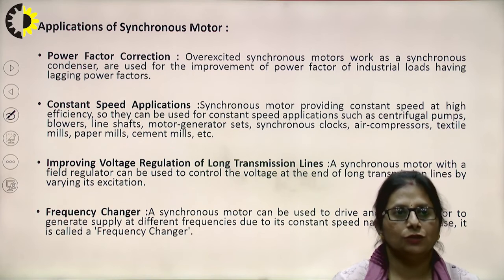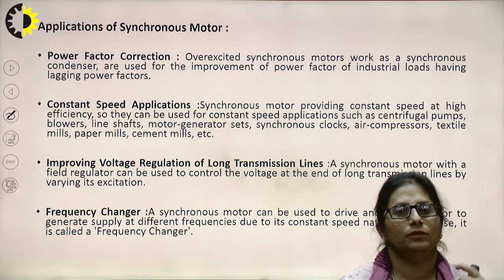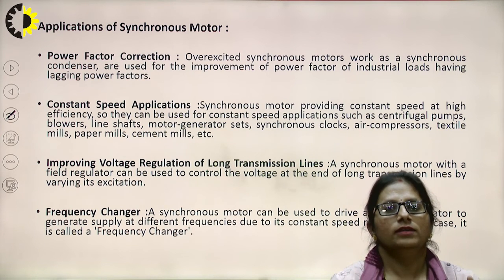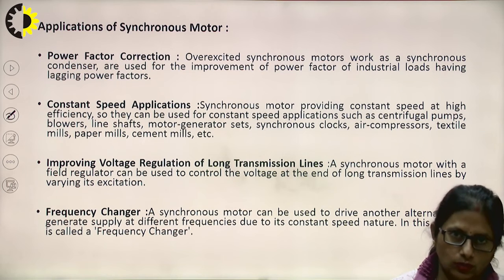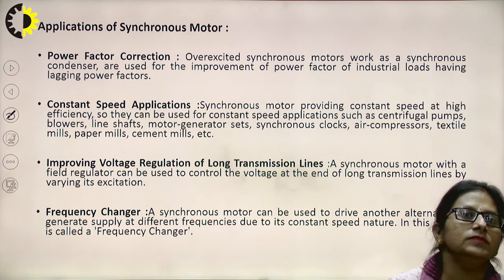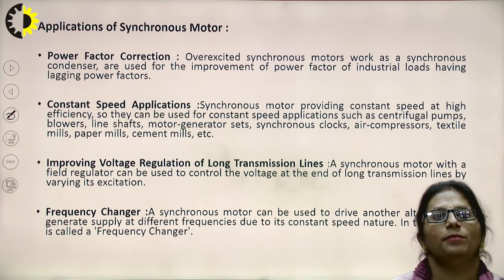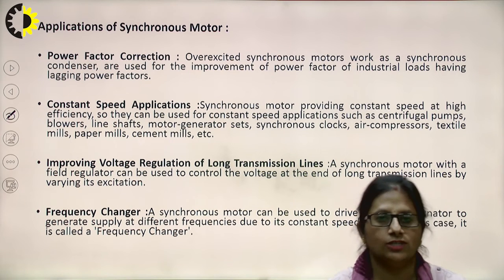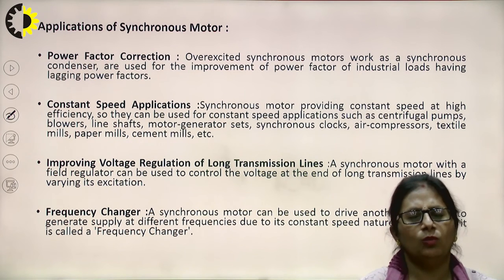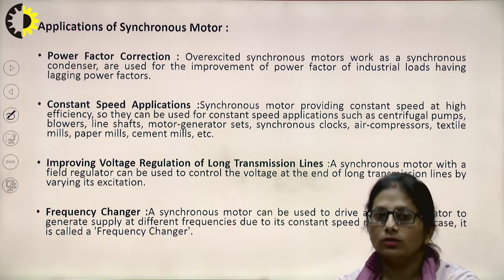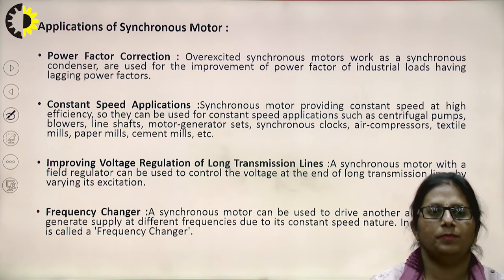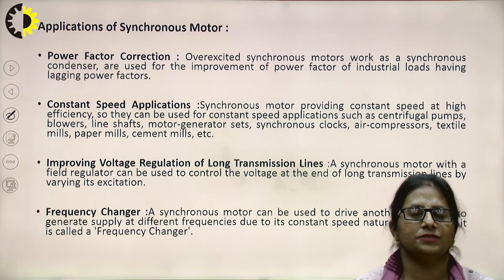The second application is for constant speed applications, because the synchronous motor works with a constant speed of ns. The synchronous motor provides a constant speed at high efficiency, so it can be used for constant speed applications such as centrifugal pumps, fans, blowers, shafts, motor generator sets, synchronous clocks, air compressors, paper mills, cement mills, etc.